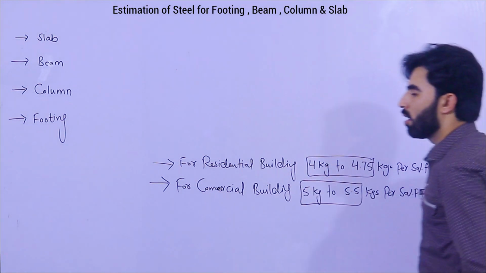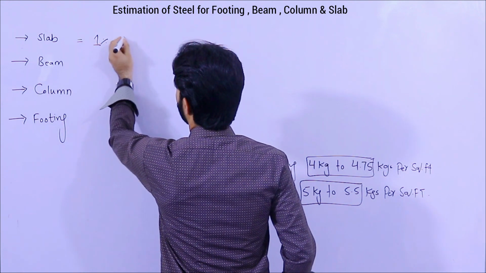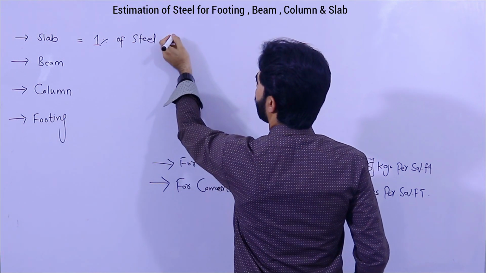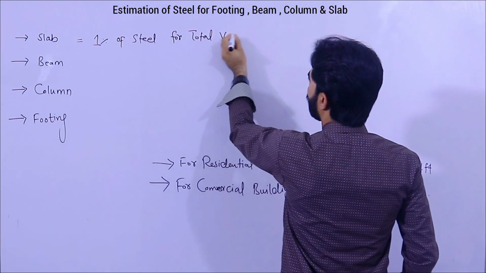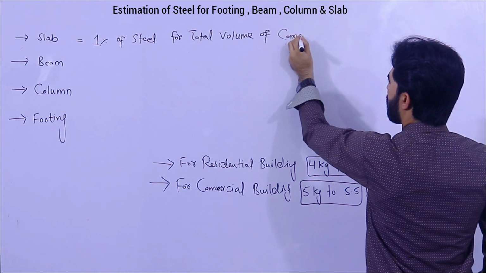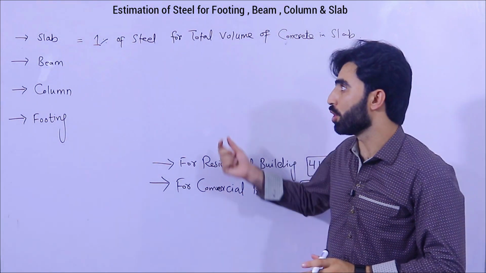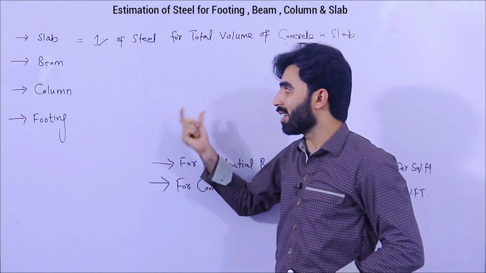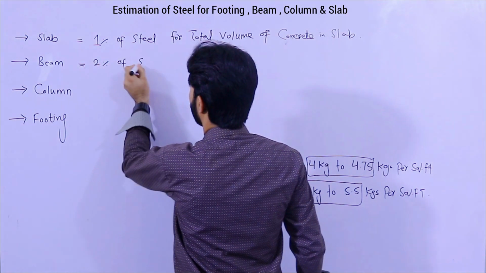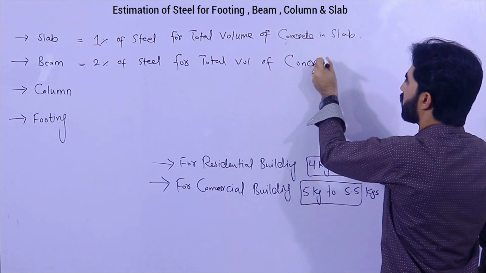Now let me discuss in percentage. So we use by thumb rule 1% of steel for the total volume of concrete in the slab. If the volume of concrete is anything, then from that volume of concrete we use 1% of steel for the slab. Let me discuss in detail, but first of all I will tell you for beam. For beam we can use 2% of steel for the total volume of concrete in the beam.